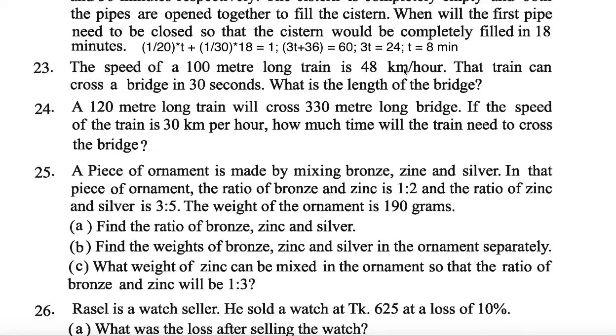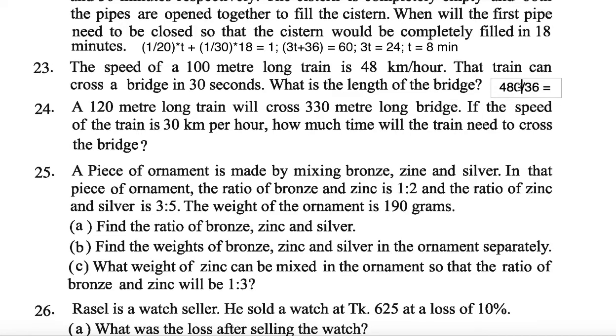X meters. This is speed, this is time. 48 can be converted into 48000 divided by 3600, in meters per second. 48 kilometers is 48000 meters, and an hour is 3600 seconds. So remove 2 zeros here, 2 zeros here.